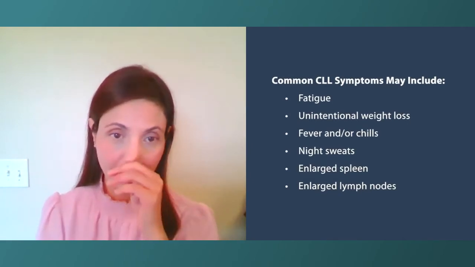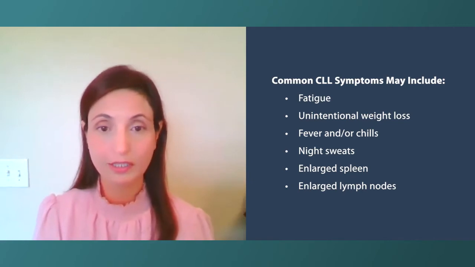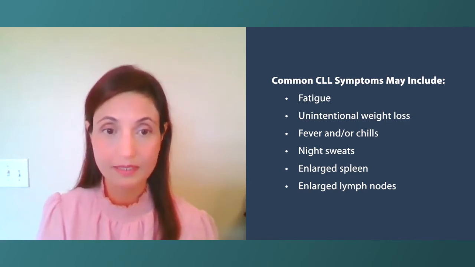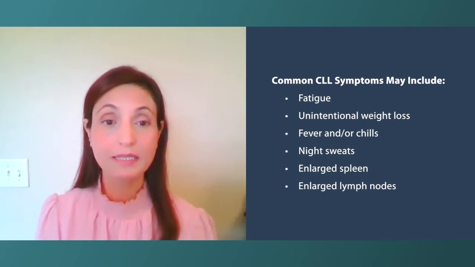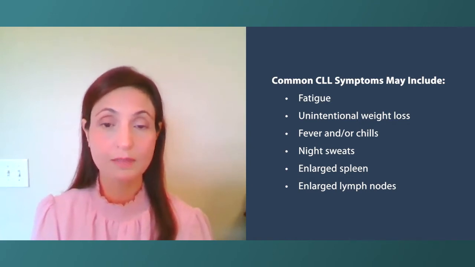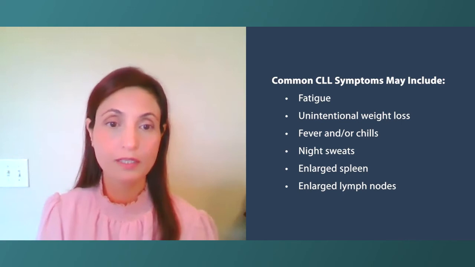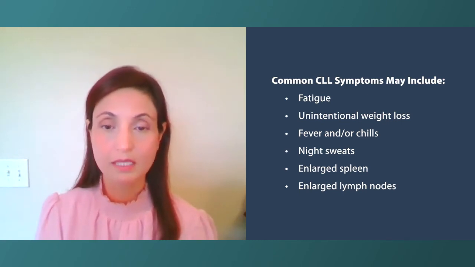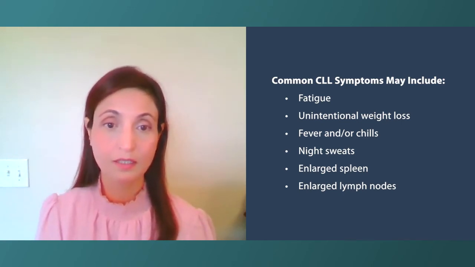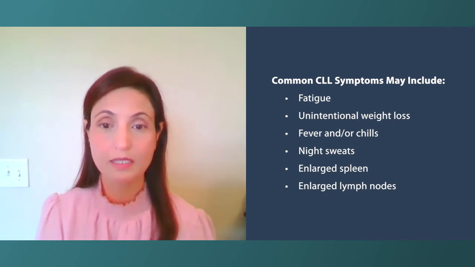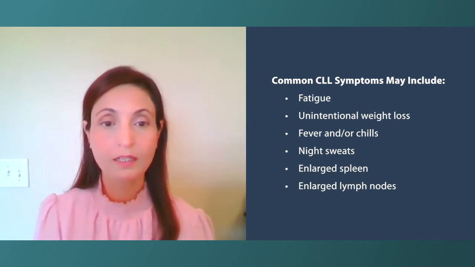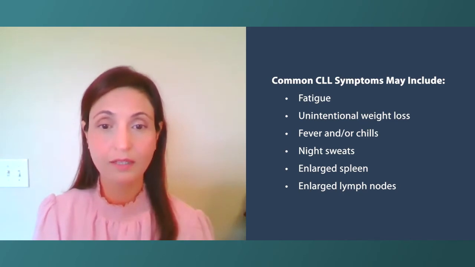Unintentional weight loss can happen. Fevers, chills, or drenching night sweats can happen. We call these B symptoms. Spleen can enlarge. Splenic enlargement can cause belly pain or a feeling of fullness quickly after a meal, since the spleen is close to our stomach, and as it enlarges, it limits the space the stomach can take up in the belly. Lymph nodes can enlarge and can get uncomfortable.